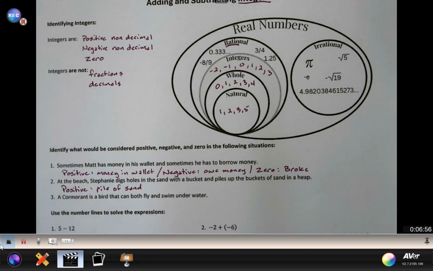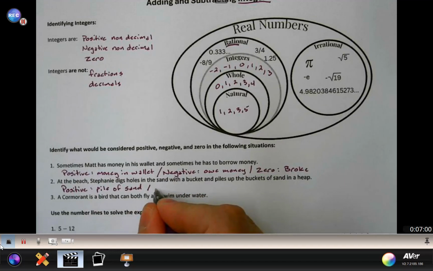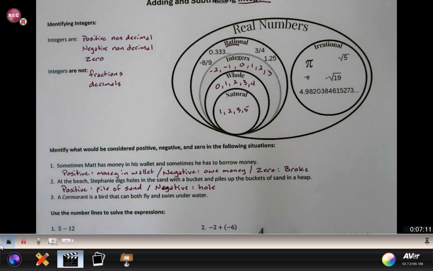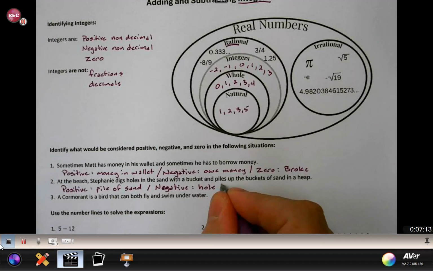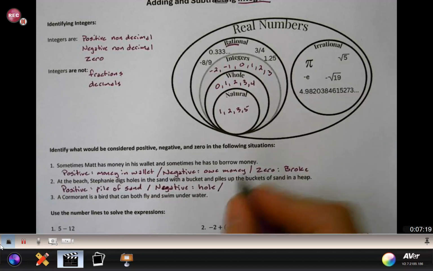What would be negative in this situation? Probably a hole. And what would be 0 in this situation? Well, probably the ground being flat. No sand's been added, no sand's been taken away.